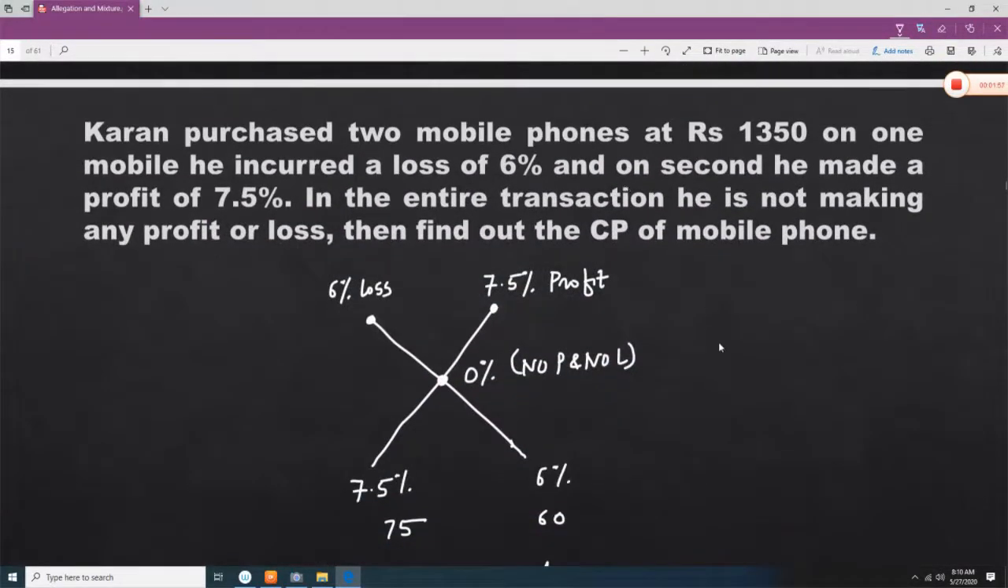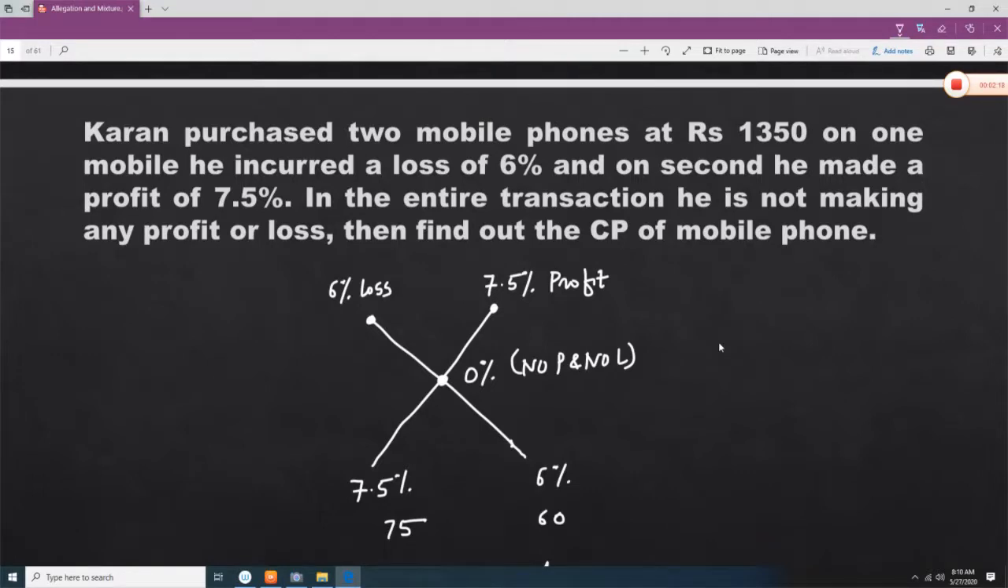Karan purchased 2 mobile phones at rupees 1350. On one mobile he incurred a loss of 6% and on the second he made a profit of 7.5%. In the entire transaction he is not making any profit or loss. Then find out the CP of the mobile.